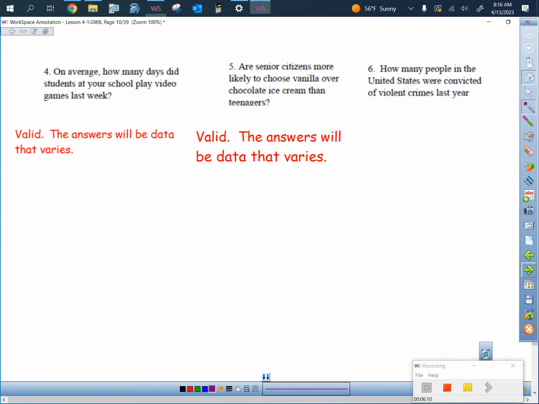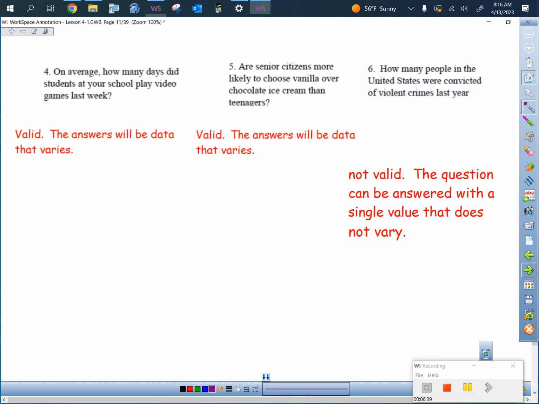And then the last one, how many people in the United States were convicted of violent crimes last year? If you Googled that in 2022, how many people were convicted of violent crimes? If you Googled it once, and then you Googled it twice, and then you Googled it 3 times, would the data be the same or would it vary? It would be the same, right? So valid or not valid? Not valid. It's not a valid statistical question because the data doesn't vary.